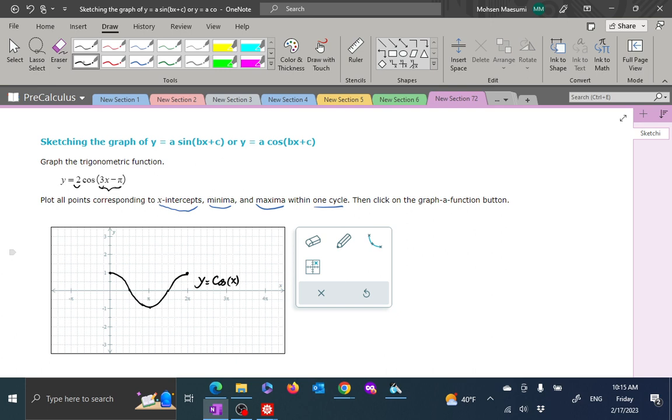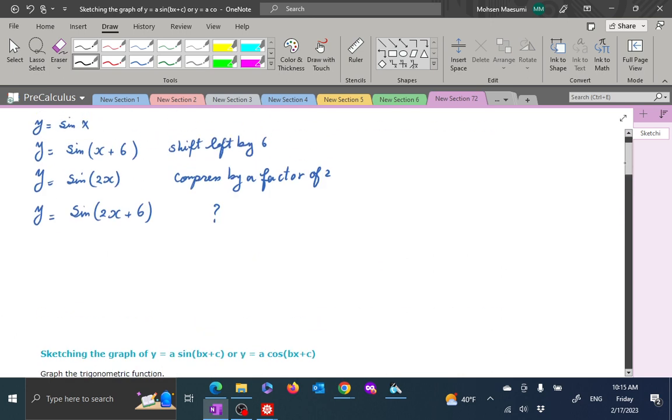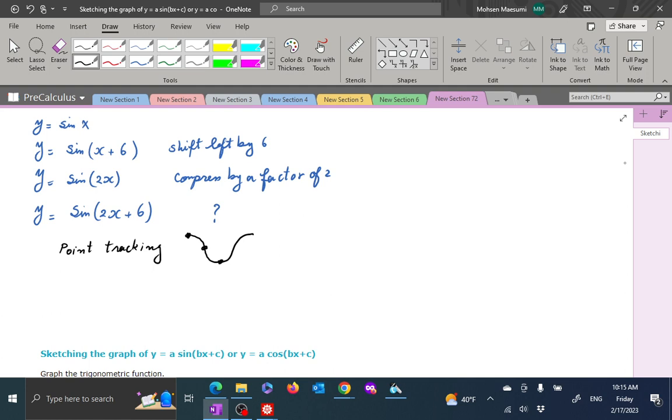So let's go ahead and do this problem in the standard style. We can follow the problem by point tracking. Point tracking means you have this graph, it has 5 critical points. Identify them and see where each of them is going to go. So track each of the points and see what you get.